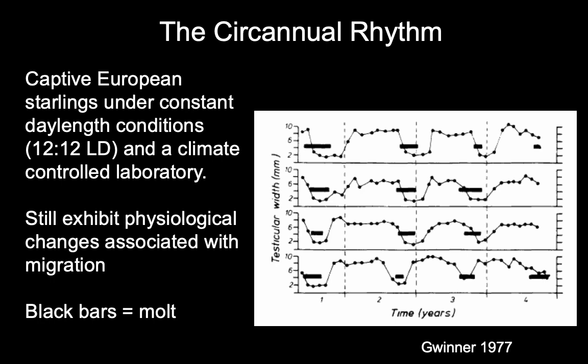So let's take a look at both of these here, and make sure we understand our graph. Along the x-axis, we have time in years: 1, 2, 3, and 4. So we're looking at a 4-year span. On the y-axis is testicular width in millimeters, ranging from 0 to 10 millimeters. So testes are still pretty small, but those small testes will increase in size by about half an order of magnitude, from about 2 millimeters at their smallest up to 10 at their largest. So, five times as big. The black bars are periods in which they are molting, losing their feathers and regrowing new ones. And you might notice there are four different rows here. These are four different individual starlings.